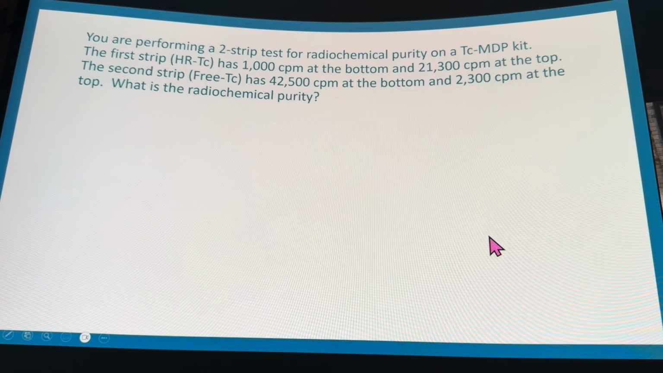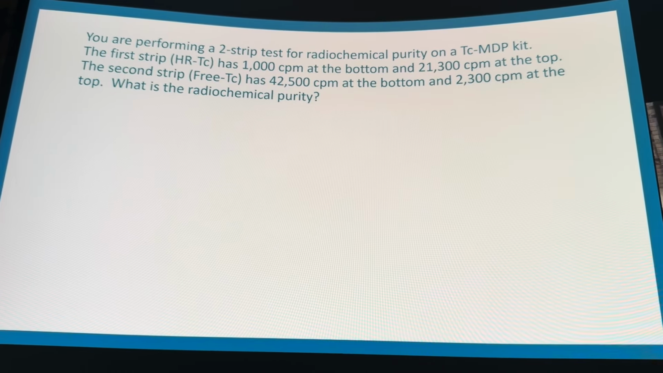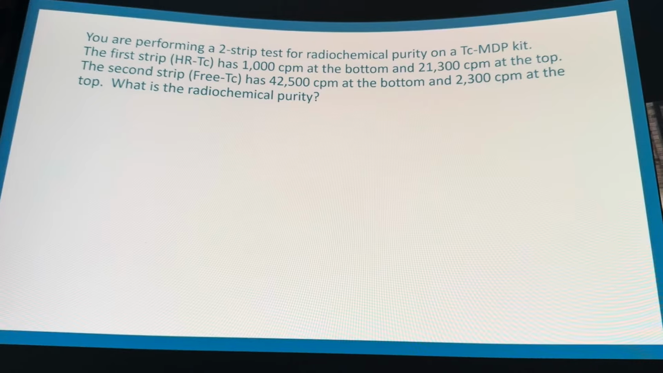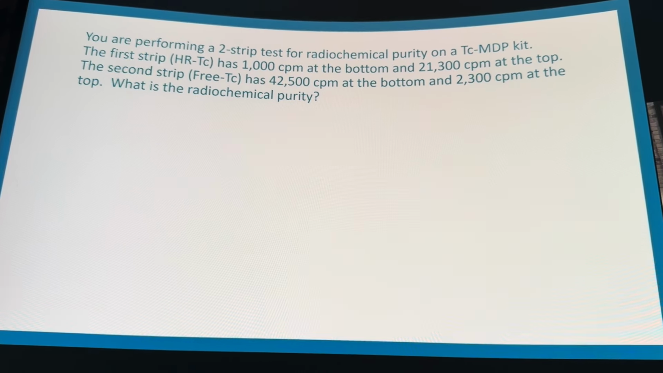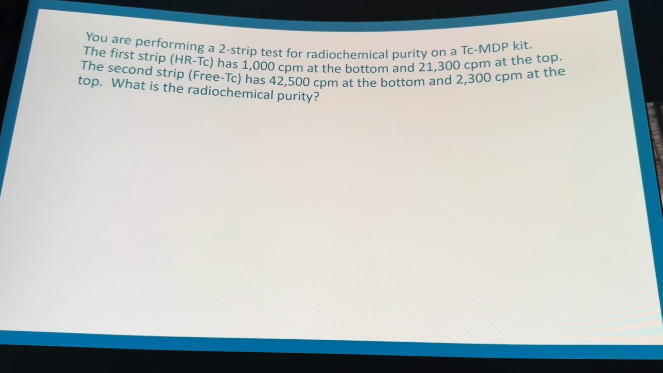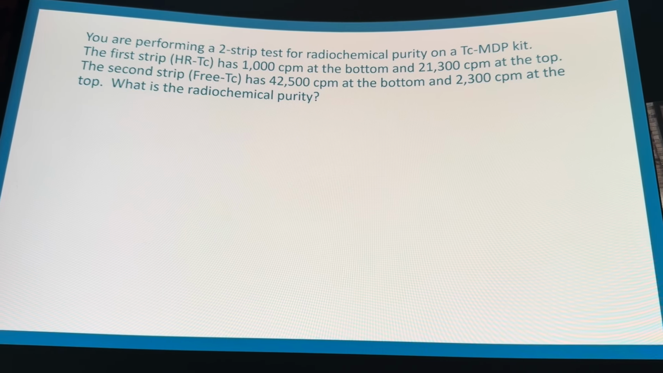All right, last one here, two-strip test. If you get this on your board exam, if it's the NMTCB, that means you're probably doing really good. Because the NMTCB, what happens, if you get a question right, they reward you with a harder question. So if you're sitting there and these questions are like incredibly hard, you're like, I've never seen these before in my life, that probably means you're doing well, so don't give up.